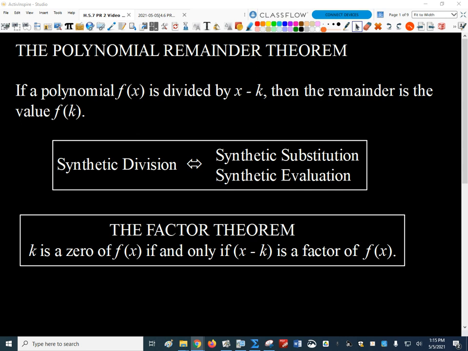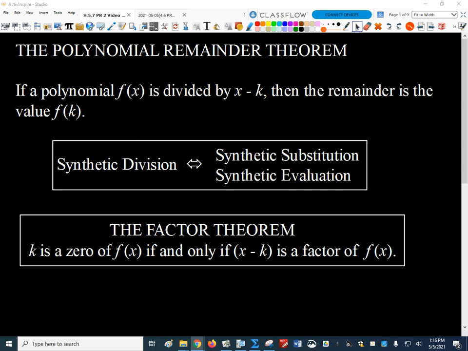All right, so for today, we're going to pick up where we left off last time. Remember, last time we met, we were introduced to some important theorems. The polynomial remainder theorem, which told us that if a polynomial f of x is divided by the factor x minus k, then the remainder is the value f of k, right?